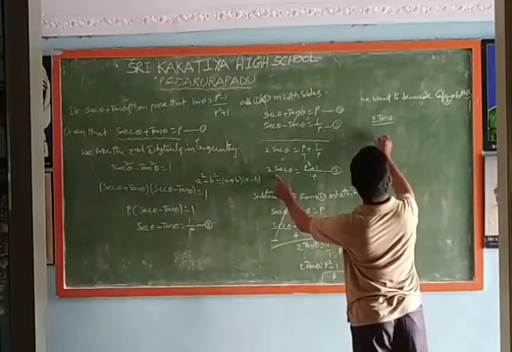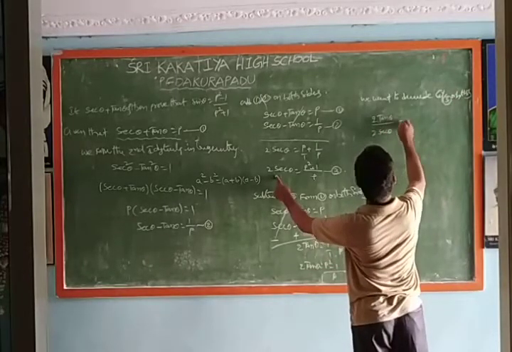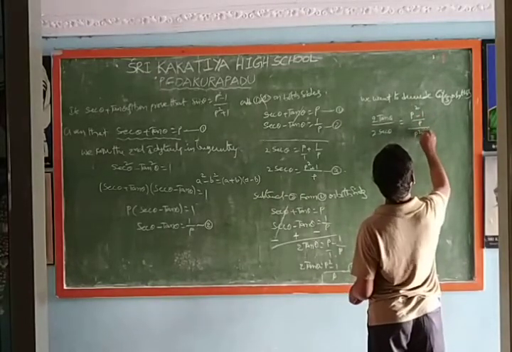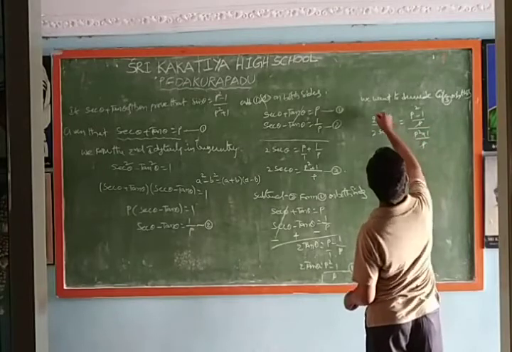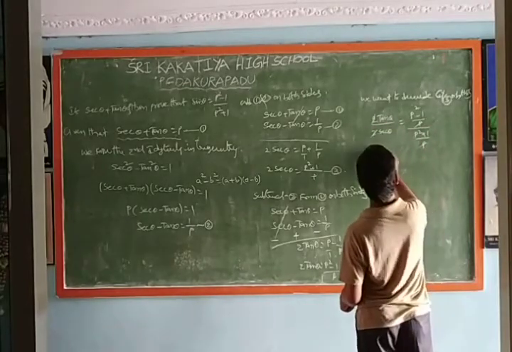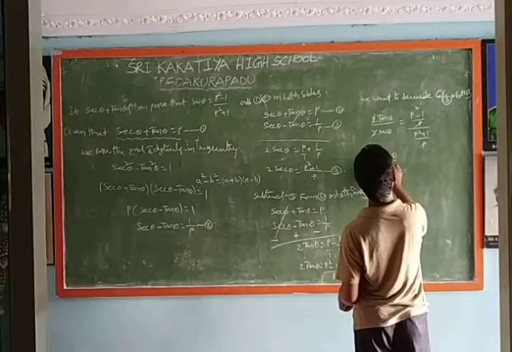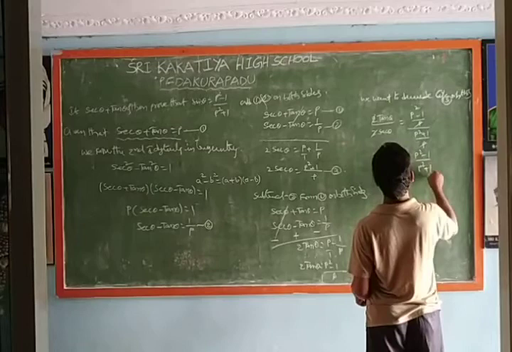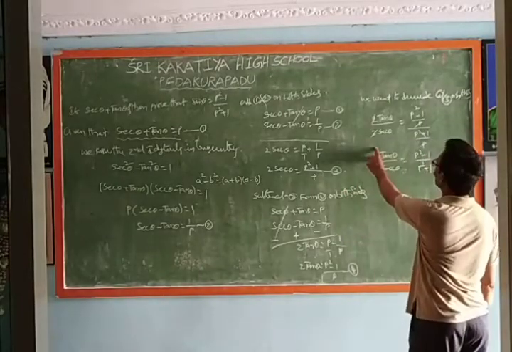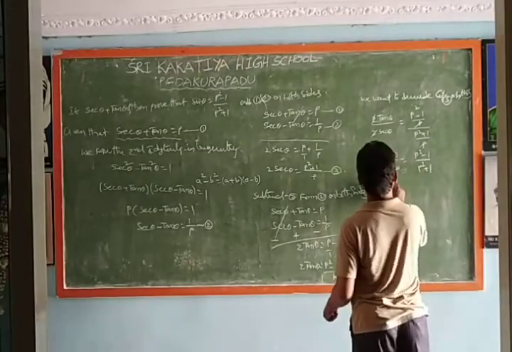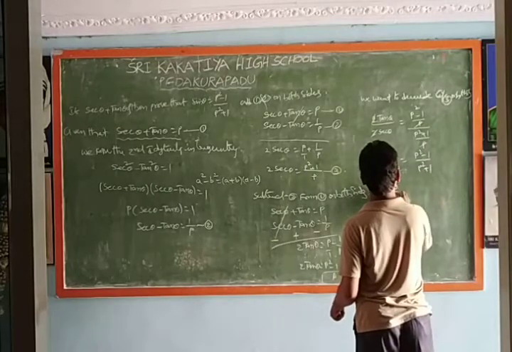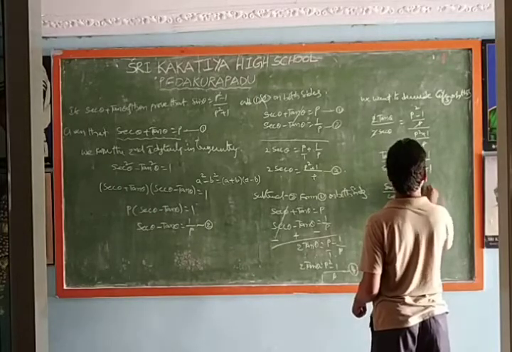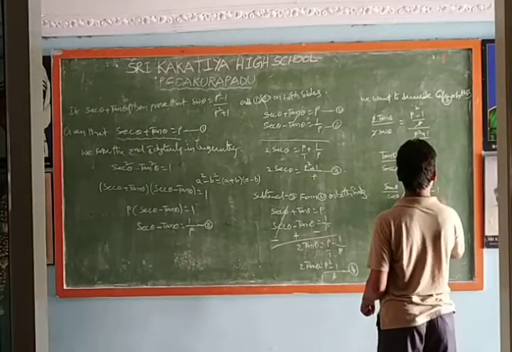2 tan theta by 2 secant theta is equal to p square minus 1 by p whole by p square plus 1 by p. P cancels, 2 cancels. What is remaining? Tan theta by secant theta is equal to p square minus 1 by p square plus 1. What is tan theta? Tan theta means sin theta by cos theta, whole by secant theta means 1 by cos theta, that is equal to p square minus 1 by p square plus 1.